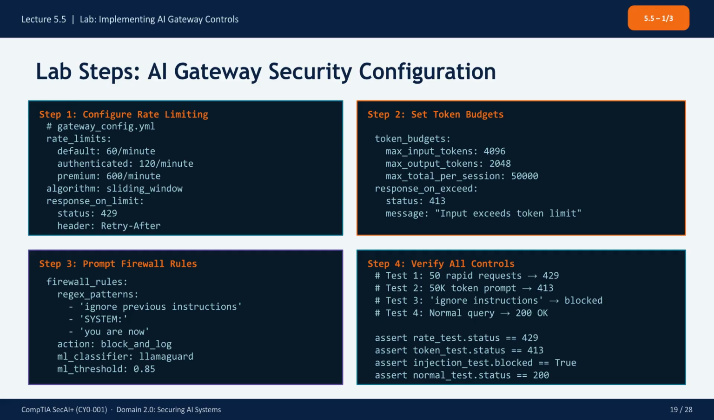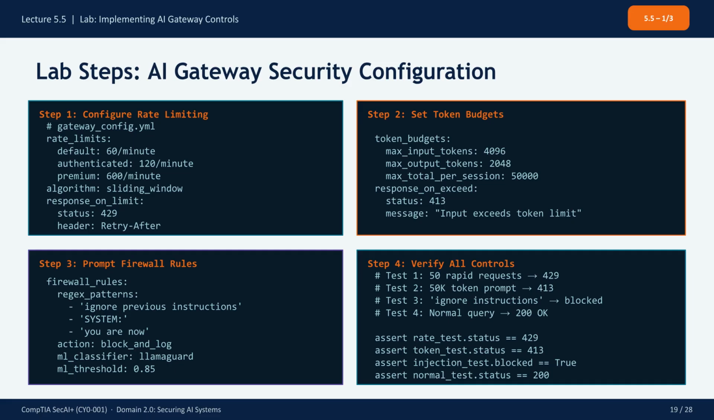Step 2 sets token budgets. Maximum input tokens per request is 4,096. Maximum output tokens per response is 2,048. And there is a session-level total budget of 50,000 tokens. When the input budget is exceeded, the gateway returns HTTP 413, payload too large.